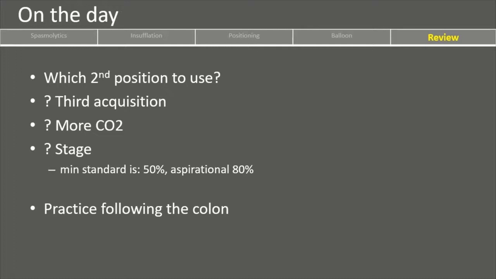And the standards below highlight the fact that we should be staging patients at least 50% of the time if there is a cancer present. And the key thing here is practicing following the colon wherever possible. The more and more you practice following the bowel, you'll get better at identifying areas of good or bad distension, but also identifying pathology.